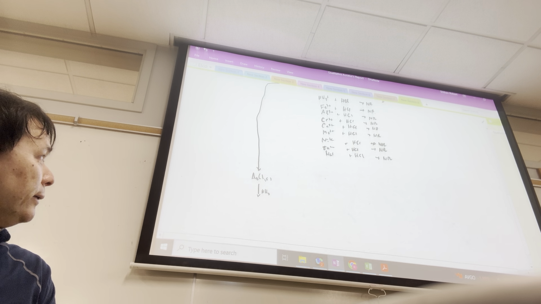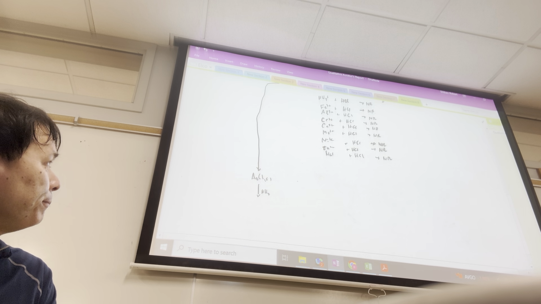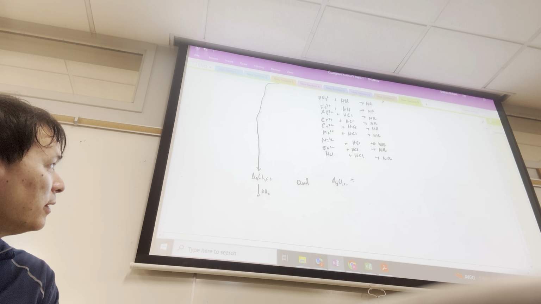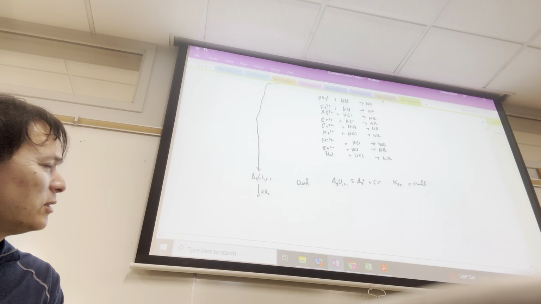So there are two ways we can analyze this. We could do this qualitatively. If we do it qualitatively, we're looking at silver chloride solid dissolving. Silver chloride solid dissolving in water has minimal solubility. We already calculated. The KSP is very small. It's like 10 to the minus 10.